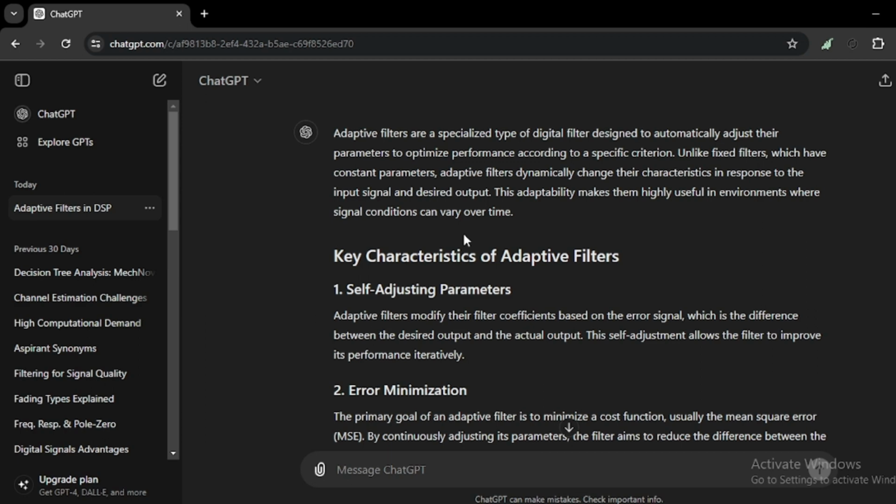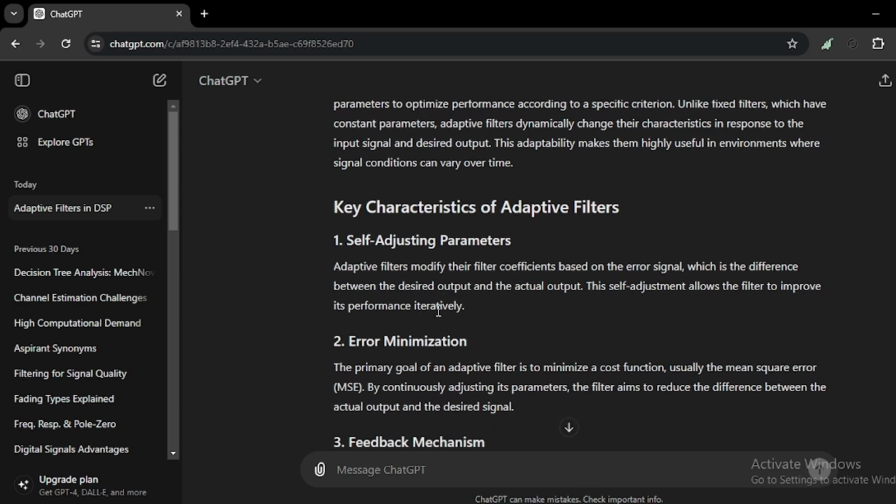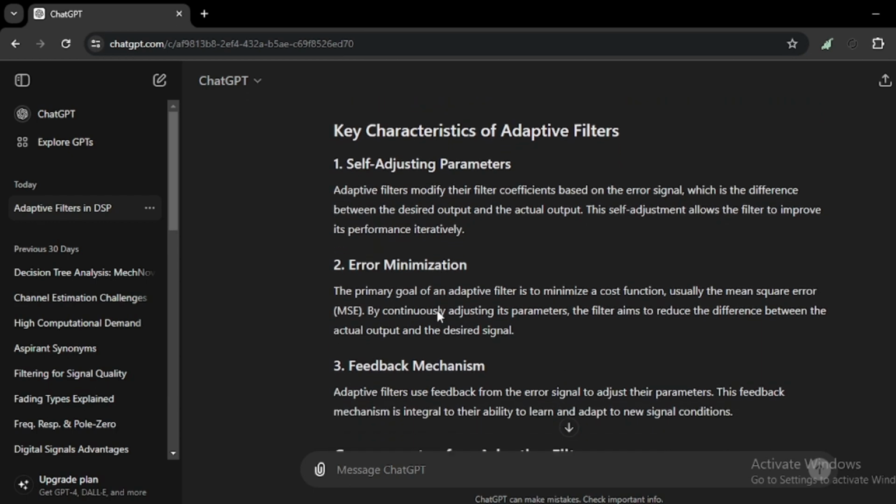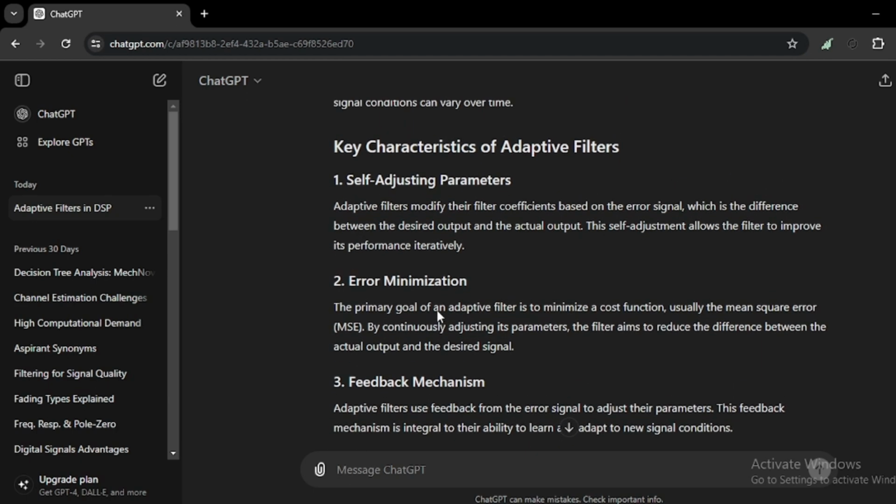So the key characteristics of adaptive filters are self-adjusting parameters, error minimization, and a feedback mechanism. Self-adjusting parameters means adaptive filters modify their filter coefficients based on the error signal, which is the difference between the desired output and the actual output. This self-adjustment allows the filter to improve its performance iteratively.